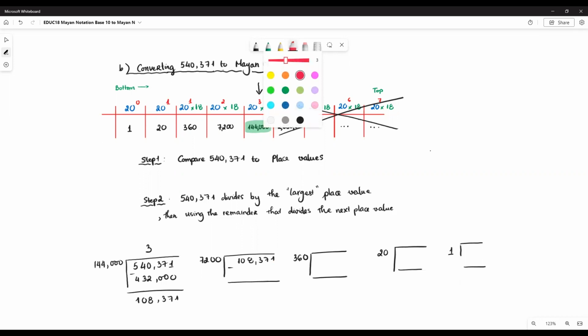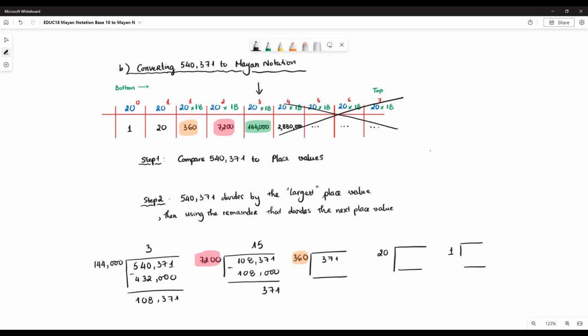Next, we reuse the remainder and continue to divide by the next place value, which here is 7,200. In this case, we have 15. And 15 times 7,200 is 108,000. And then we have 371. We continue to reduce the remainder. We divide by the next place value, and then we have 1.